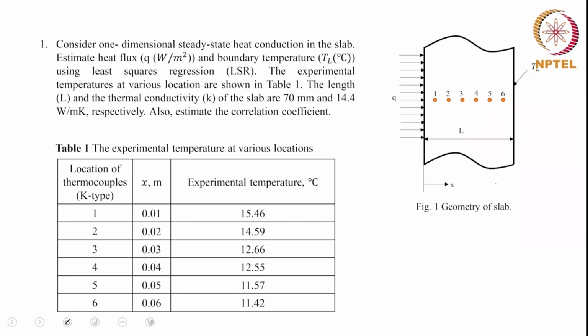We were looking at steady state heat conduction in the slab, and we had collected data from 5-6 points. So let's say 6 points we have collected. The question was: estimate the correlation coefficient, also estimate the flux. First estimate the flux and then estimate the correlation coefficient. All of you remember what we did.